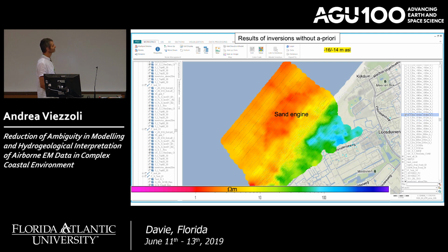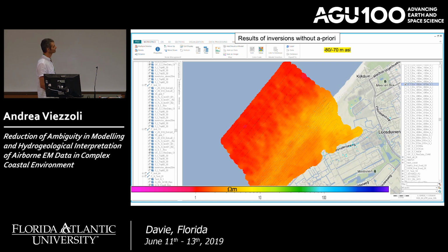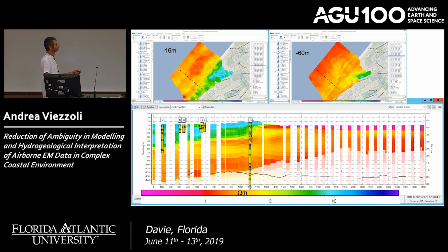And we're at minus 16 meters, minus 20, minus 30, minus 40, minus 50, minus 80. And out here we start losing some models, and this is because the models have been clipped with a depth of investigation. So it's fairly shallow out here. It's not like we're seeing through 100 meters of ocean. It's just 5 or 10 meters, so we're seeing through into the sediments that deep.